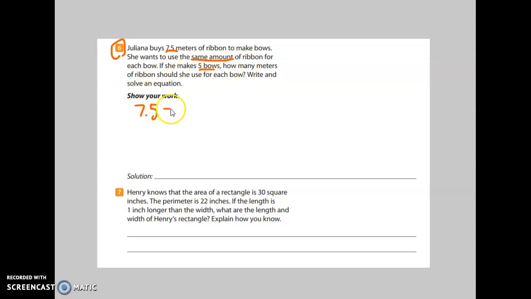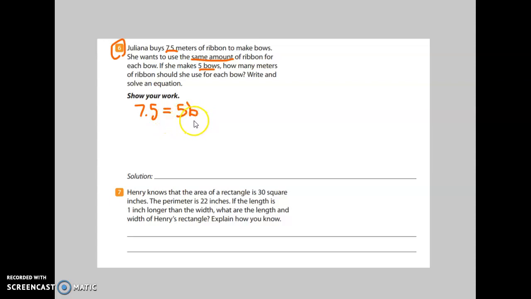So we have 7.5. She already bought that much, so that's how much she has. And she wants to make 5 bows, but she doesn't know how much each bow is going to get, so that's going to be our variable. Actually, I'm going to use a B for bow. Let's see if it'll erase. Okay, so we're going to use B for bow. 5B.